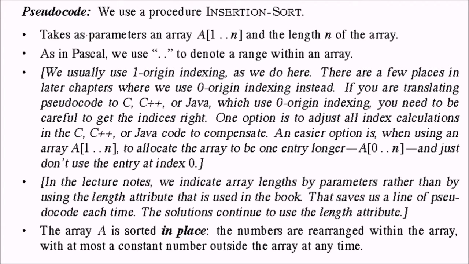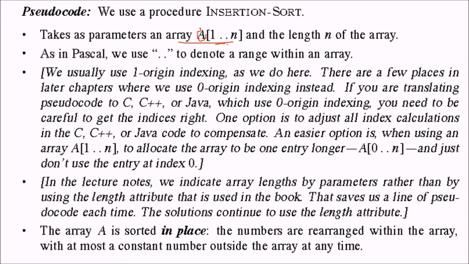So the pseudocode first takes as parameter an array. That is, we use a data structure as an array A[1..n], and the length n of the array. And we use this dot notation to denote the range, which means 1 to n. So we have 1, 2, till n.